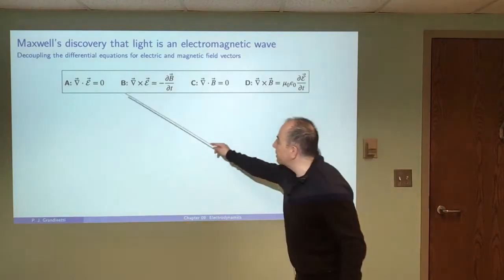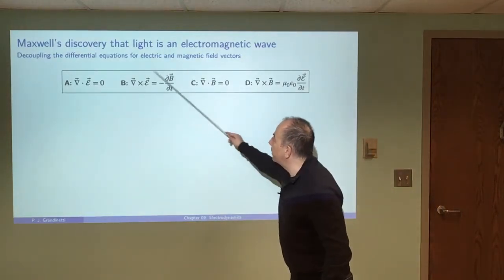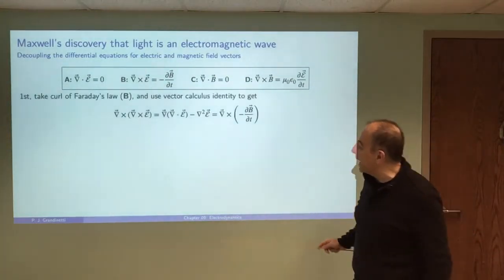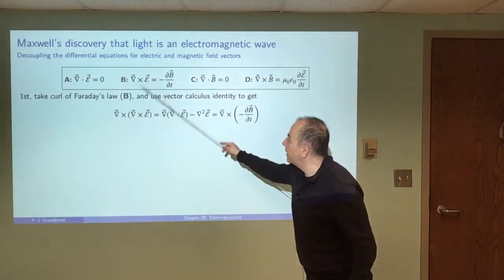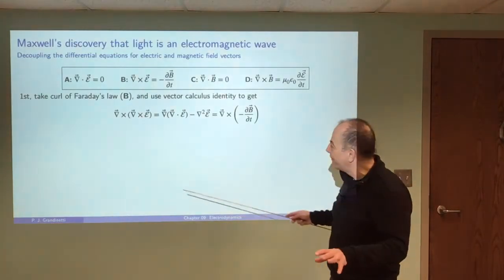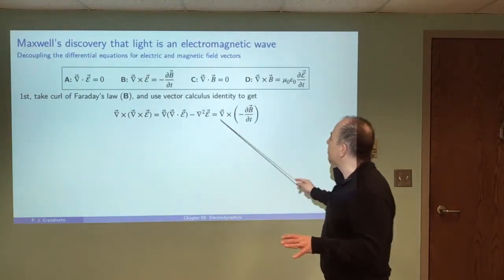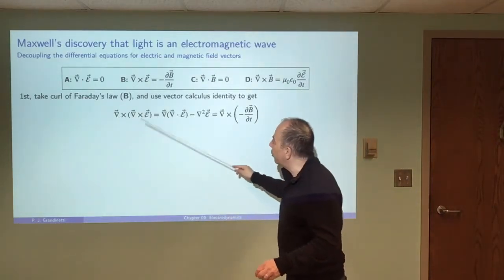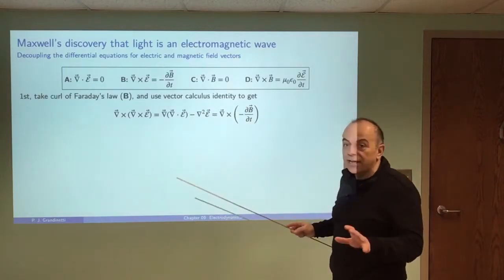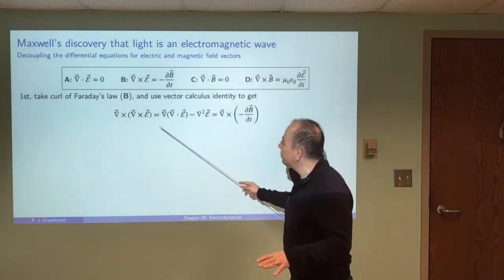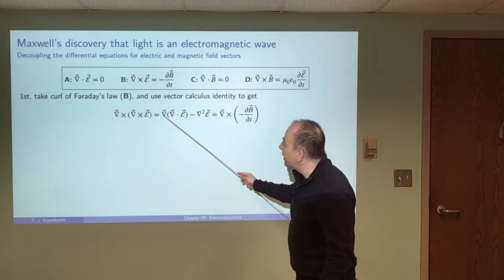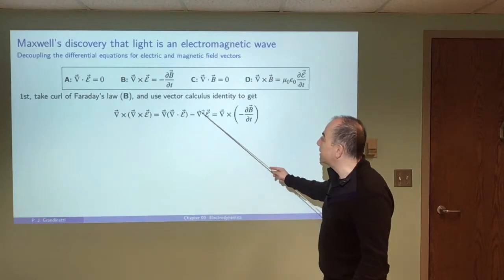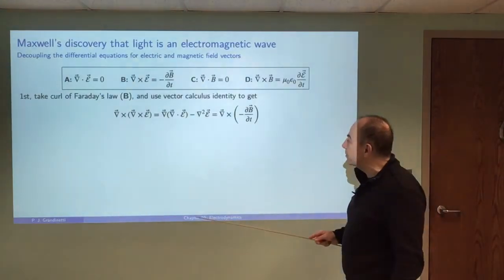Let's take this one, which is Faraday's law, and take the curl of both sides of that term. If I take the curl of the left side, I end up with the curl of a curl. On the right side, I have just the curl of this differential of B with respect to time. But for the curl of a curl, there's a vector calculus identity that you can look up that tells you that it is equal to the gradient of the divergence of the electric field minus the Laplacian operator applied to the electric field.